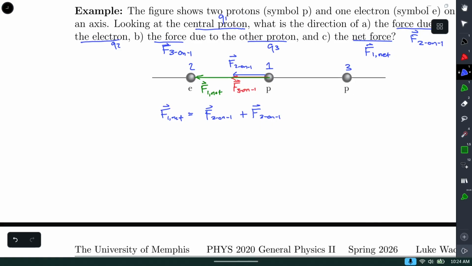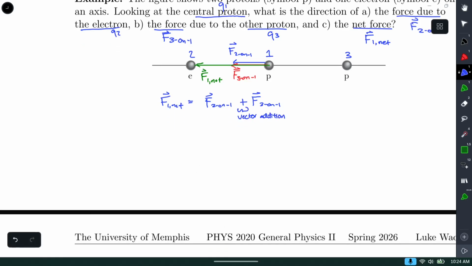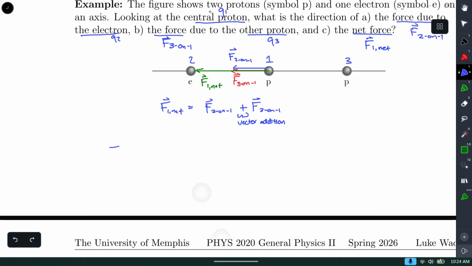But if we want to actually use numbers, it's easier to do that as a component-wise addition, meaning instead of this vector addition thing, which kind of just means that graphical thing we just did, let's turn this into two separate equations, one in the x and one in the y direction. So the y is easy. What's going on in the y direction? Nothing. So the net force in the y direction is 0.